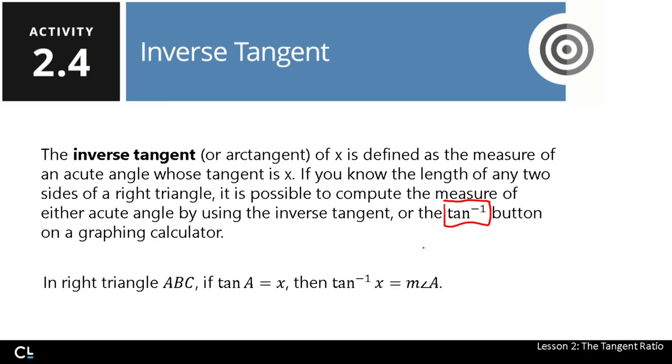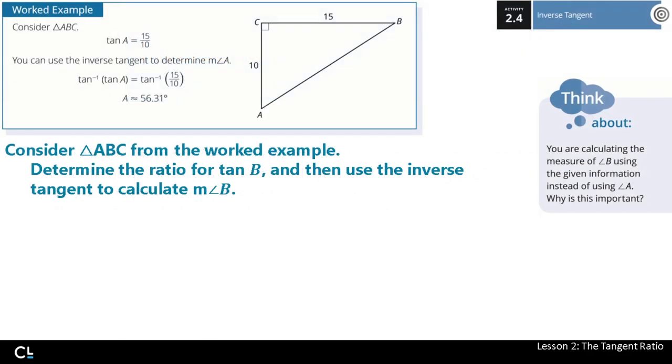So let's see a problem to see what this actually means. Here we have an example. It says the tangent of A equals 15 over 10, right? Because for A, 15 is my opposite, 10 is my adjacent. So the tangent of A is 15 over 10.